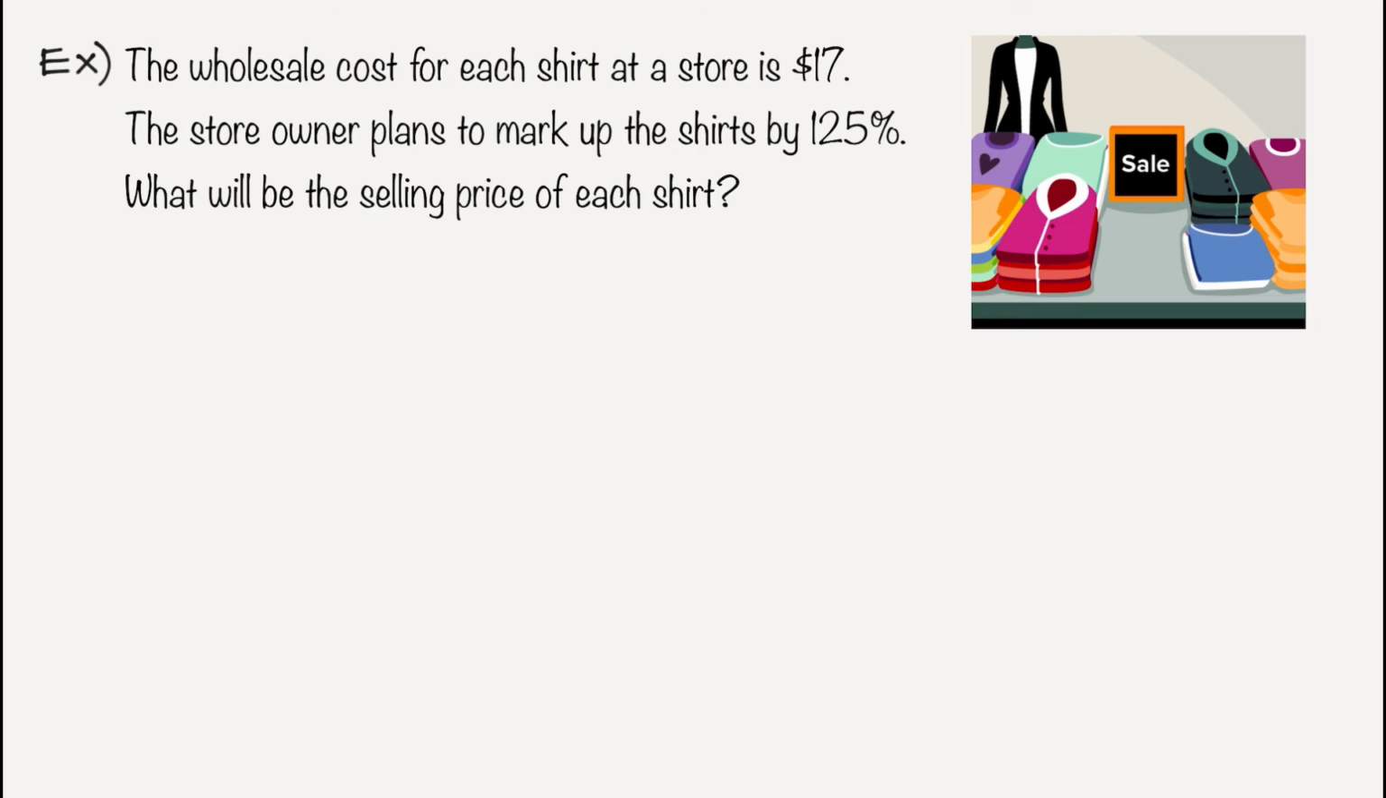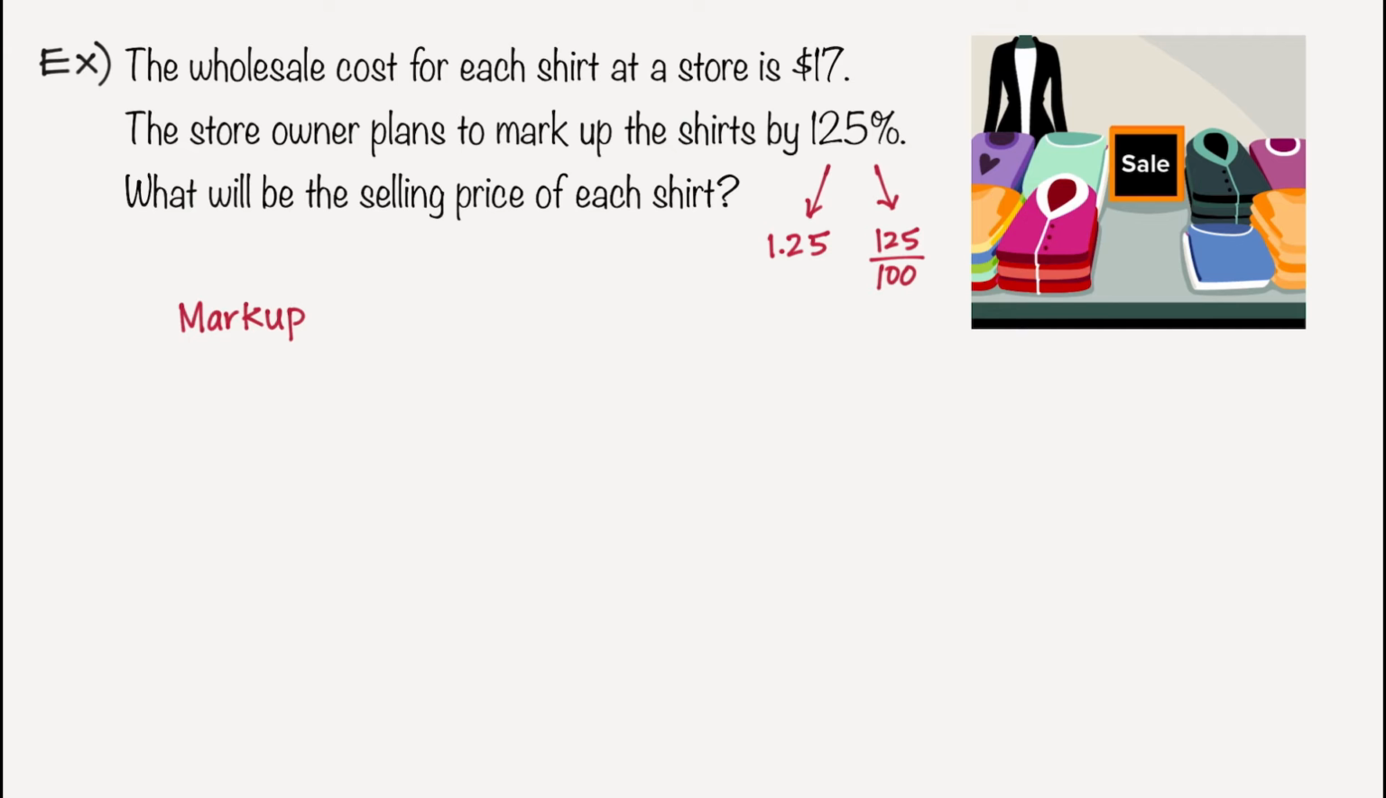And I'm just going to highlight this so that you know what formula to use for the next couple examples. So this says the wholesale cost for each shirt at a store is $17. The owner plans to mark up the shirts by 125%. What will be the selling price of each shirt? So I can rewrite it as 1.25 or 125 out of 100.